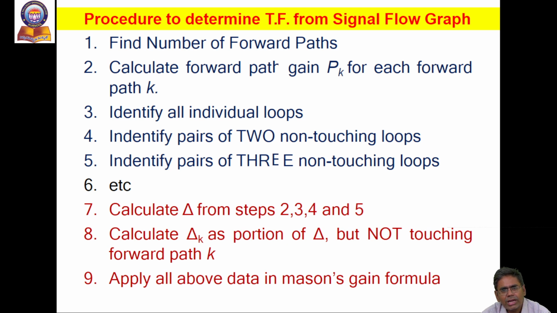Procedure to derive the transfer function from the signal flow graph. Find the number of forward paths. How many forward paths are present in the given graph? Identify the forward paths, and calculate the forward path gain Pk for each forward path k.